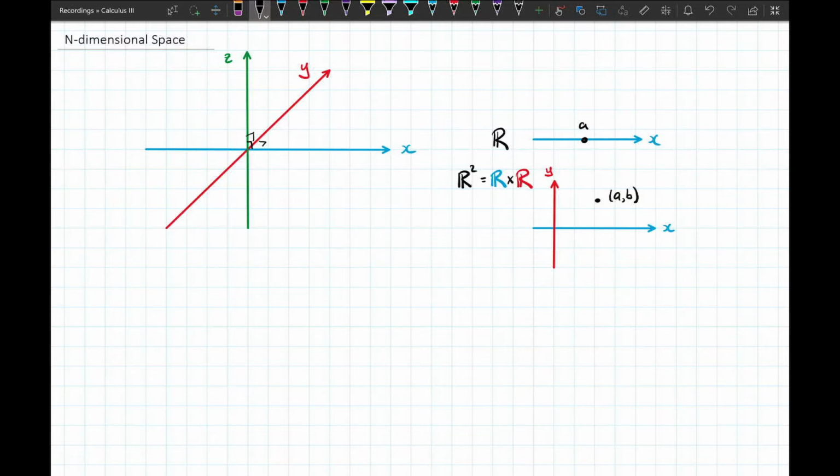Now that we have 3 axes, we have 3 separate real number lines, and that forms R3. And R3, or R cubed, is just shorthand notation for R cross R cross R, and that consists of ordered triples. So a point here in our 3-dimensional space has 3 coordinates, and we might say that this particular point is a comma b comma c.